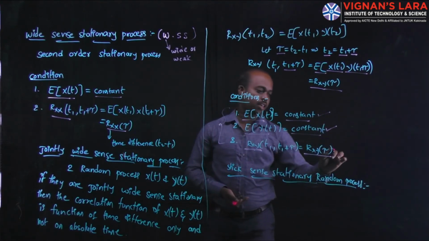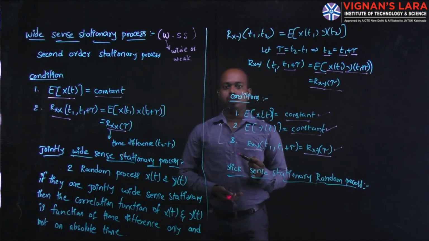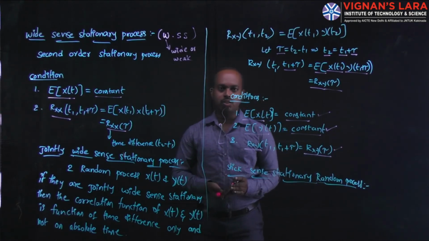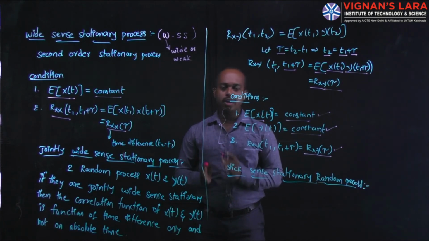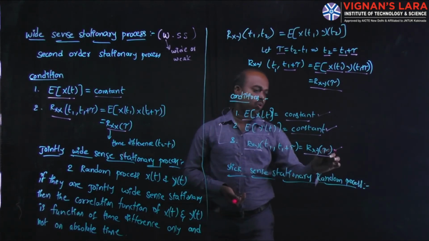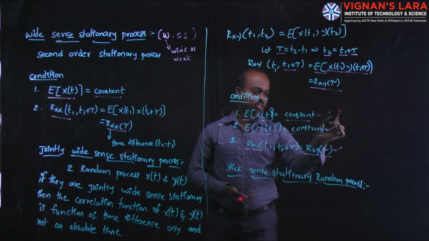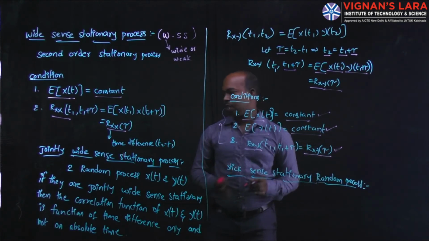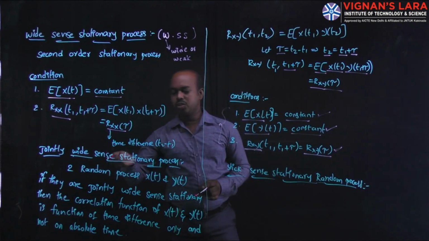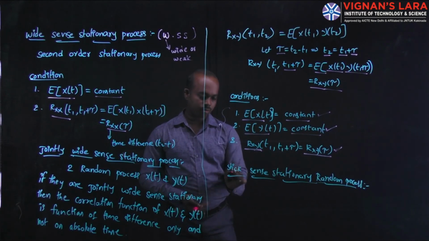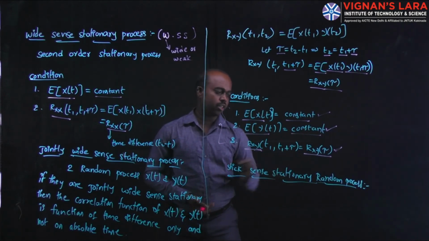Then the last condition is whether the cross correlation function of x(t) and y(t) is only depending on tau or not. If it satisfies these three conditions, we can call the given process a jointly wide sense stationary random process. Coming to the next one, it is the strict sense stationary random process.